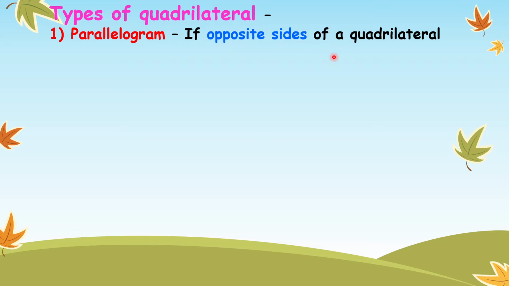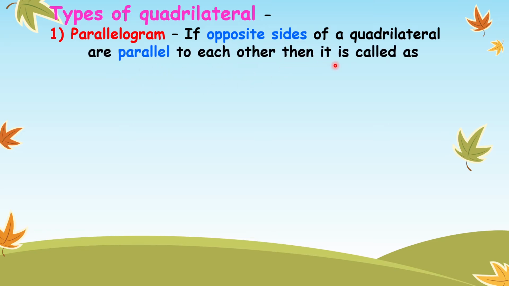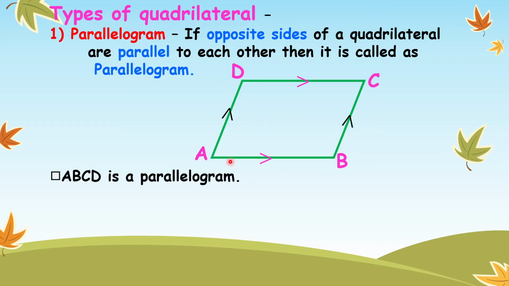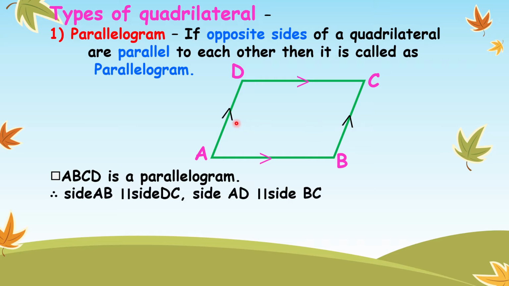If the opposite sides of a quadrilateral are parallel to each other, then it is called a parallelogram. In this quadrilateral ABCD, side AB and side CD are a pair of opposite sides. If side AB is parallel to side CD, and side AD is parallel to side BC, then we say that quadrilateral ABCD is a parallelogram. If quadrilateral ABCD is a parallelogram, then its pairs of opposite sides are parallel to each other. So AB is parallel to CD and BC is parallel to AD.